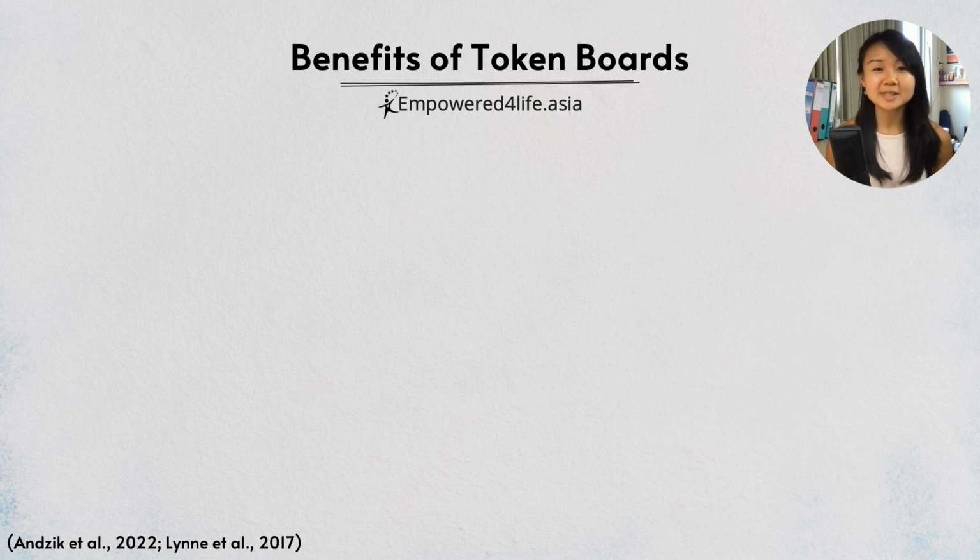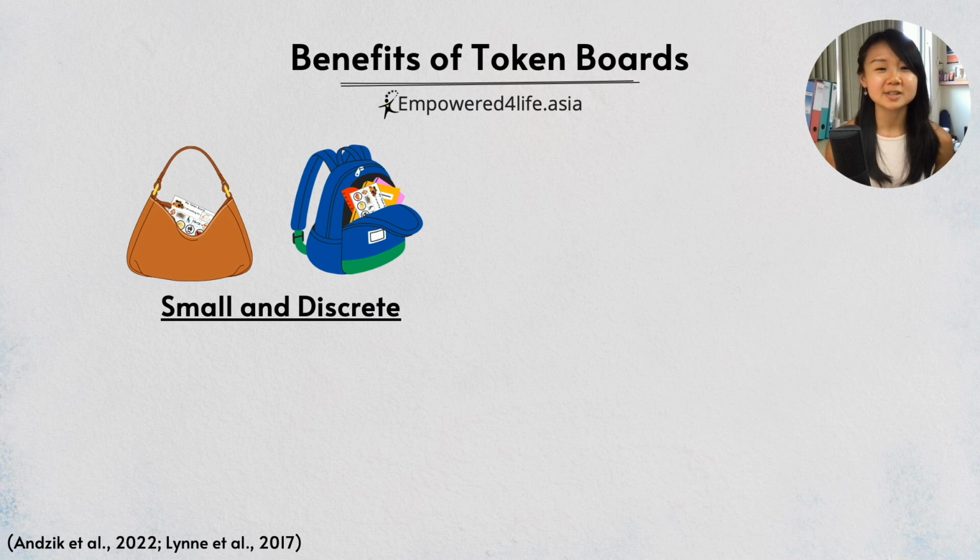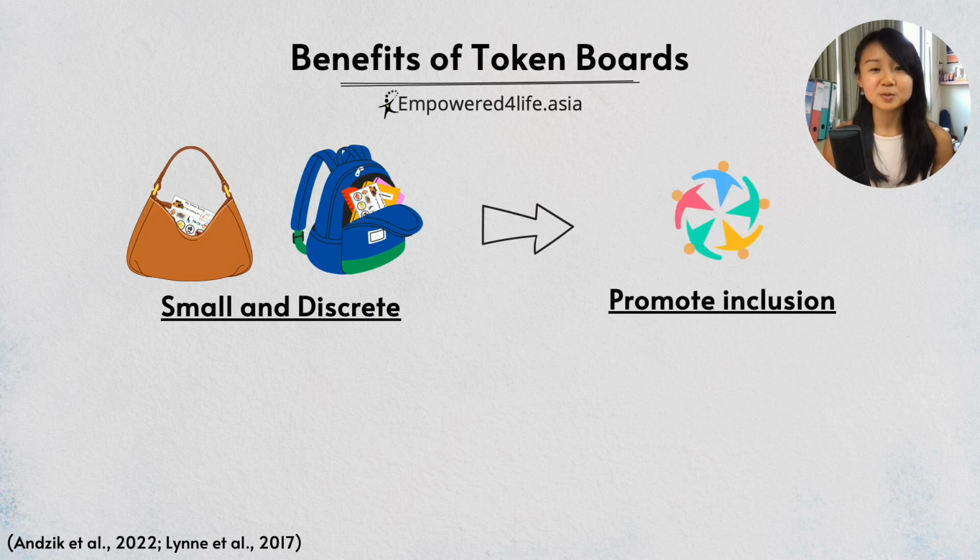First of all, token boards are small and discreet, which makes them incredibly versatile. You can use it across environments, at home, in classrooms, and even out in the community without making your child feel singled out, which helps to promote inclusion and comfort for both your child and those around them.